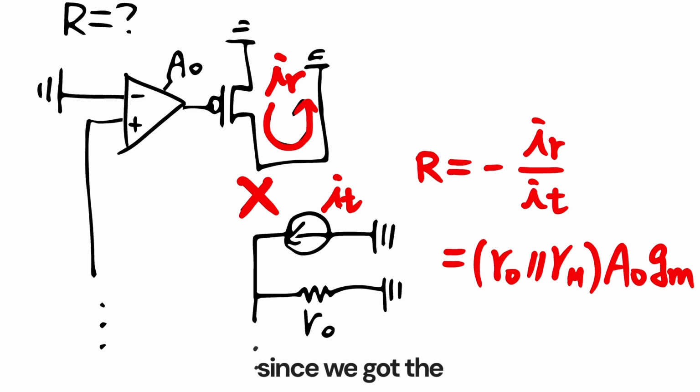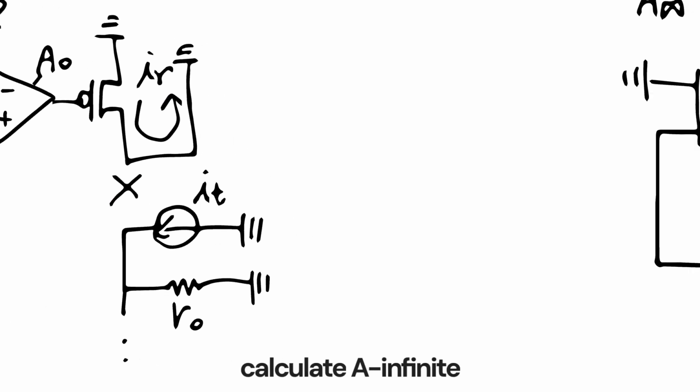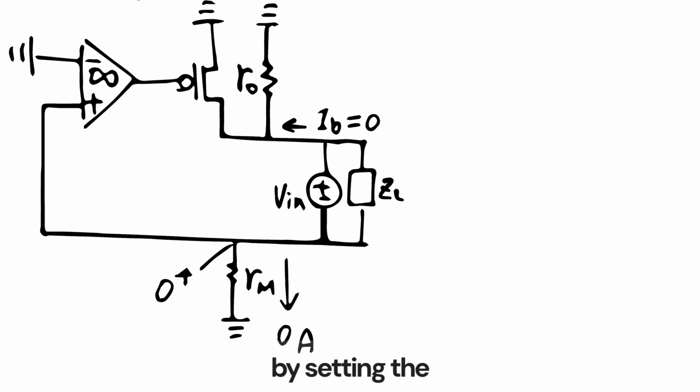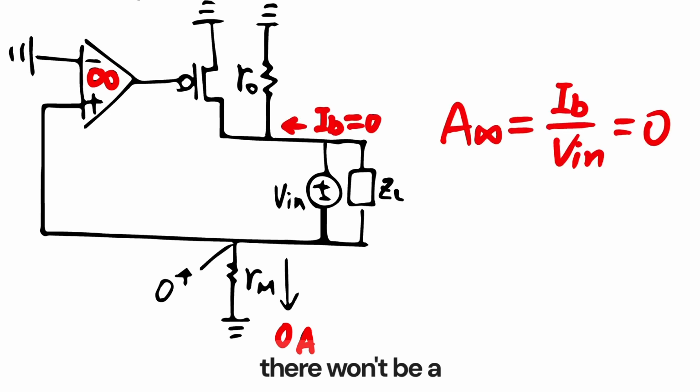Similarly, since we got the return ratio R, the next step is to calculate A infinite. Setting the feedback amplifier gain to infinite also makes the current flowing through the resistor Rm 0. And since the current flowing through Rm is 0, there won't be a current flowing through Vin and ZL. That's why we have a 0 value for the A infinite gain.